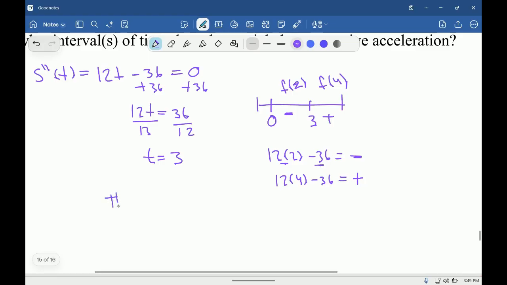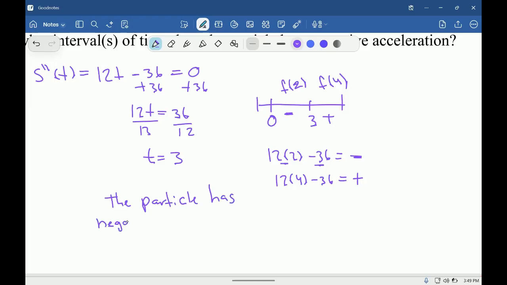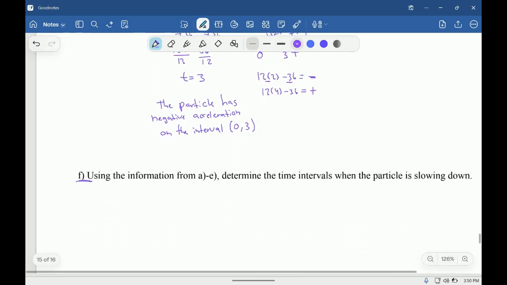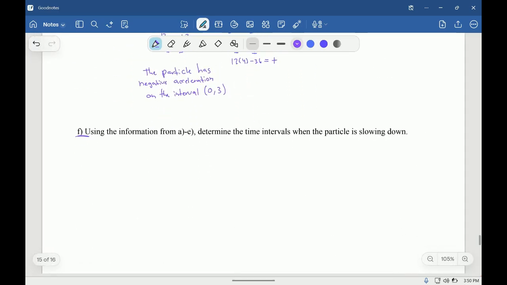So the particle has negative acceleration on the interval 0 to 3.